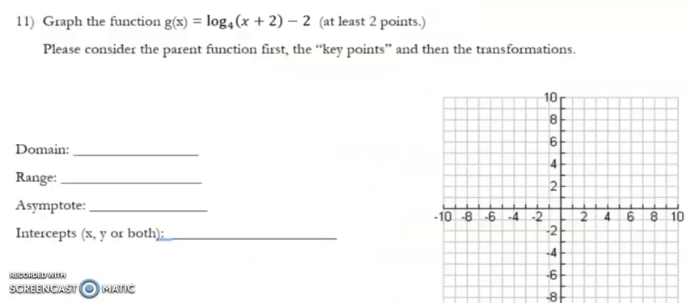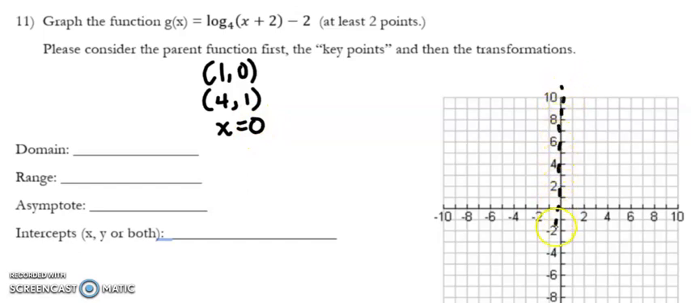All right, graph the function g of x. This time we have a logarithmic function with a base of 4. All logarithmic functions go through the point 1, 0, base comma 1, and they have a vertical asymptote at x equals 0. So my parent function, 1, 0, 4, 1, and remember it doesn't look like a square root graph. It does go all the way down to negative infinity. It doesn't stop just because your calculator says that it stops.